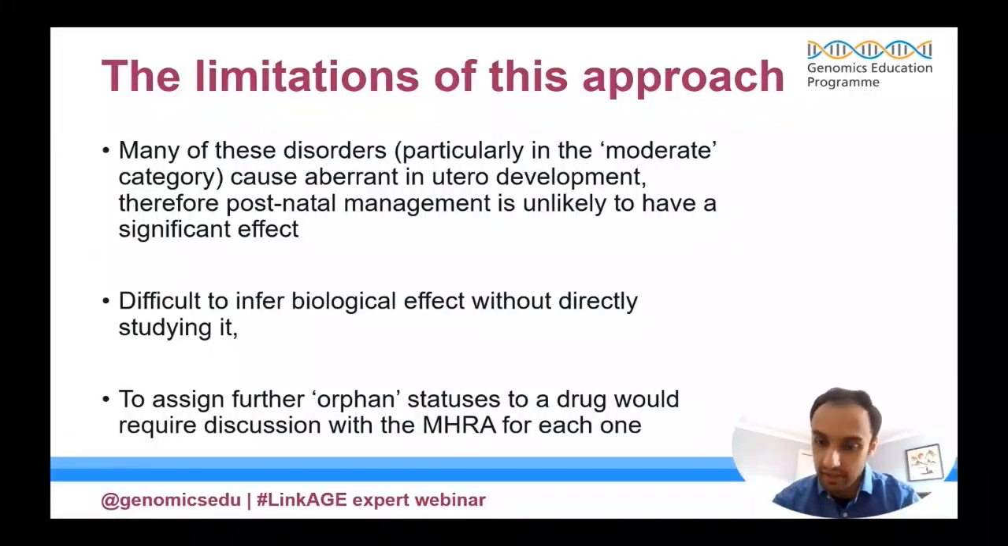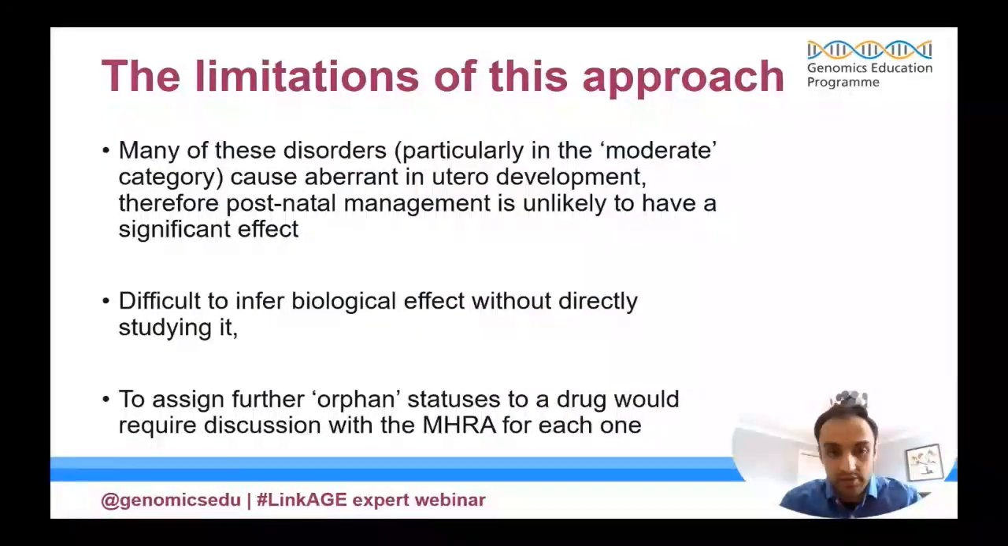I'll start talking about the limitations of this approach, because I think it's important for us to think about. Many of these disorders, particularly in the moderate category, are due to problems that happen in utero. And that's important because if we give a drug postnatally for a problem that starts antenatally, it's unlikely to have a significant effect, particularly if the effect antenatally is that it causes things like dysmorphology or indeed any organs to develop abnormally.